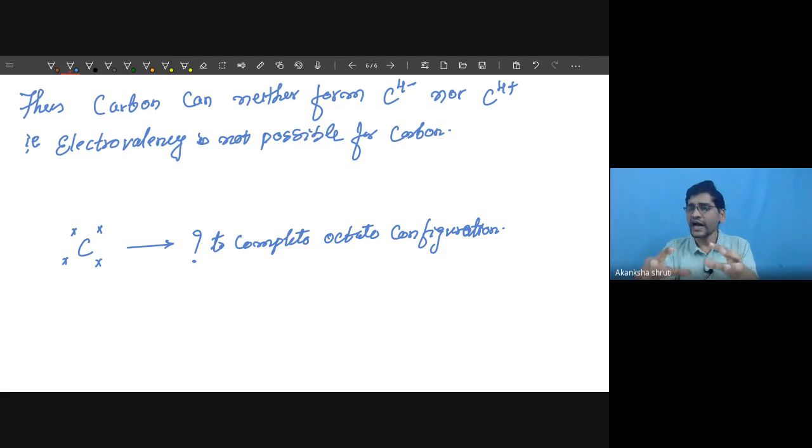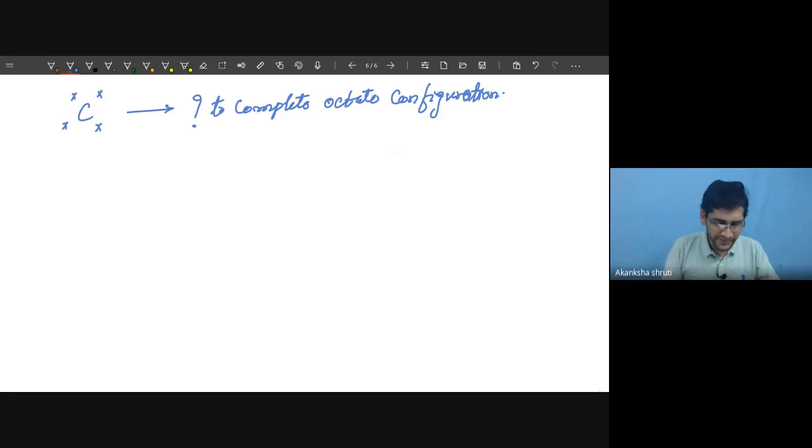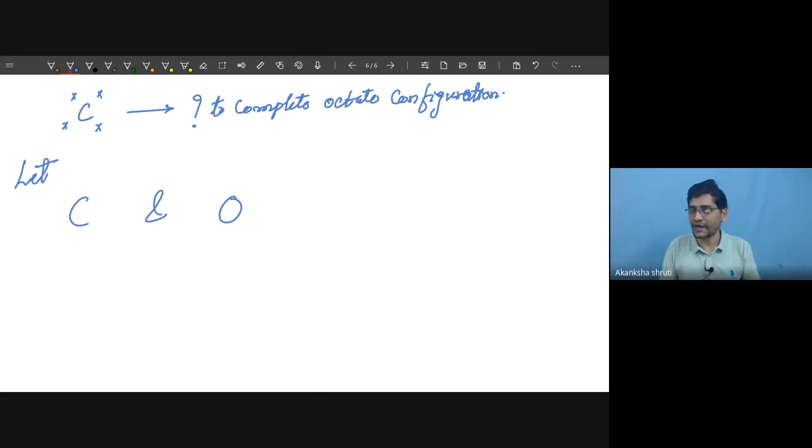So such a kind of bond formation is called covalent bond. Let us see what are the possibilities. I am considering, say, oxygen. I have the carbon and oxygen. I'm just considering these two atoms. So before writing why it is covalent, I'm just taking carbon and oxygen.